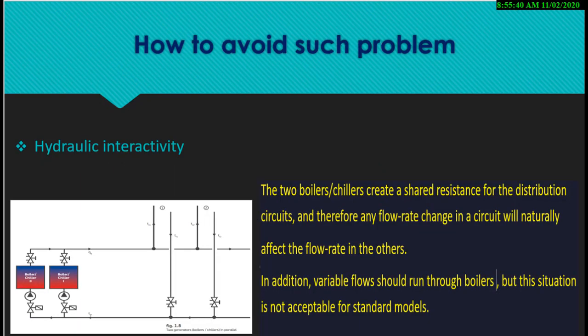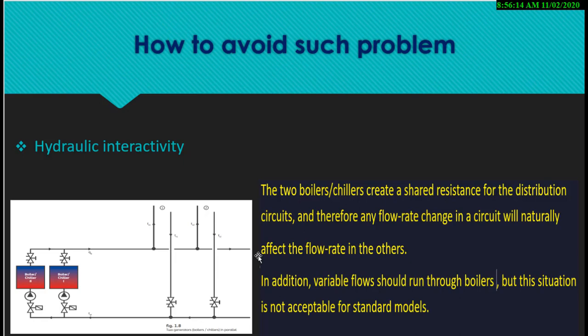So, how to avoid such problems? The main problem is the incompatibility between the interface of production and the distribution system. There is no compatibility between the distribution and the production circuits. So how to avoid this problem?